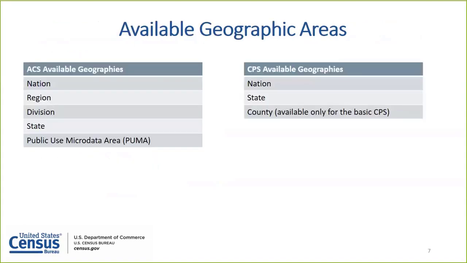These different surveys and programs have different geographies. We mentioned one of the limitations of microdata is less detail in terms of the geography. For the American Community Survey, you can get down to a public use microdata area as the lowest level of geography. We'll take a look at that in just a moment. And for the CPS, the lowest level of geography is county.